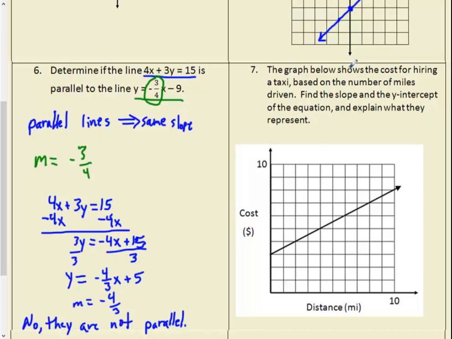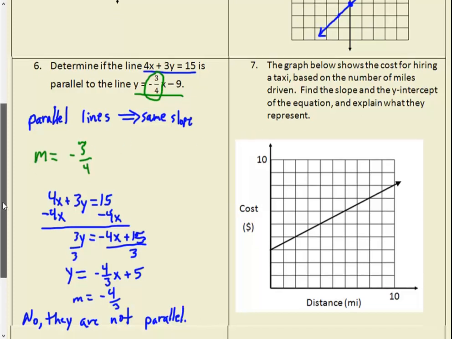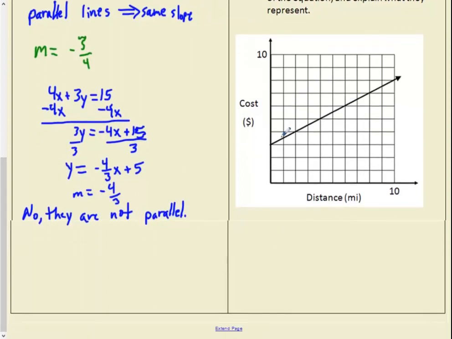Number 7, the graph below shows the cost for hiring a taxi based on the number of miles driven. Find the slope and the y-intercept of the equation and explain what they represent. So 2 parts to this. First of all, find the slope and the y-intercept, and then determine what those actually mean. What do they represent in the problem? So the slope is, if we're going from, let's see, this is going by ones here, so 1, 2, 3. We can pick 2 points if we want. So for example, here we have a point at 0, 3.